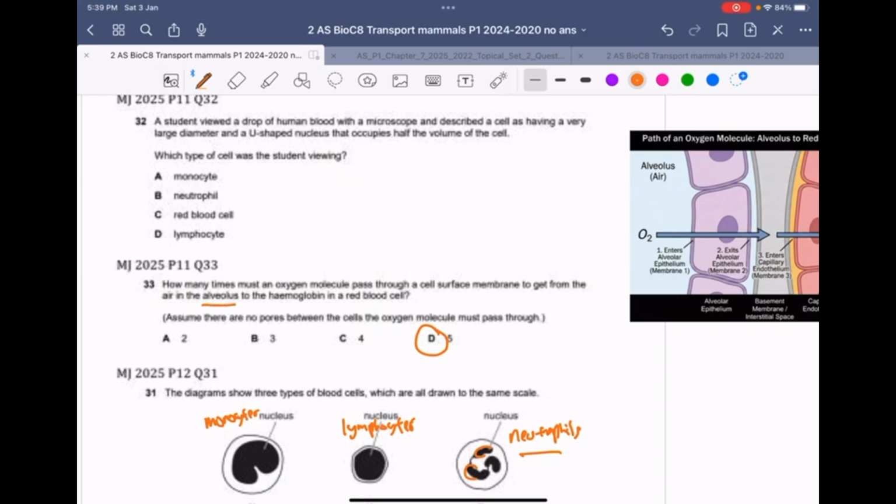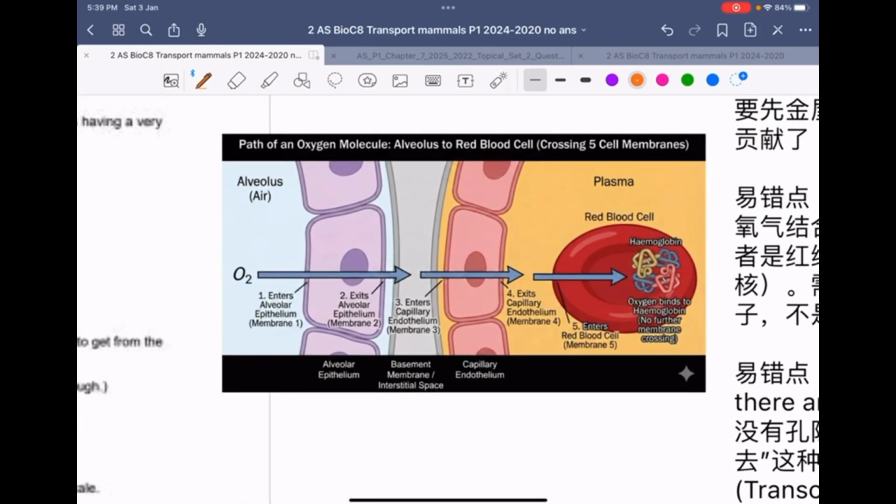So this means that when the oxygen molecule passes through the cell surface membrane from the air in the alveolus and gets into hemoglobins, which is a protein found inside the red blood cell, it needs to pass through about 5 membranes. So here is the picture. You can have a look. So first, here's the oxygen. The oxygens just pass through the alveolar epitheliums.